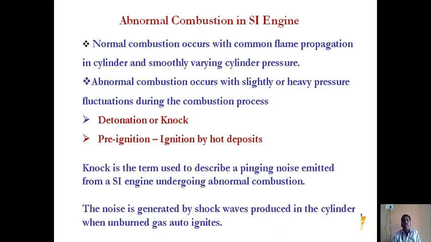So these are the four stages of the combustion process in a diesel engine. And these two are called the normal combustion process. Sometimes the combustion process may be in an abnormal state. Those kinds of combustion processes are called abnormal combustion in SI and CI engines. Normal combustion occurs with a smooth flame propagation inside the cylinder and smoothly varying cylinder pressure. The cylinder pressure will be a normal one. Abnormal combustion occurs with slight or high pressure fluctuations during the combustion process.